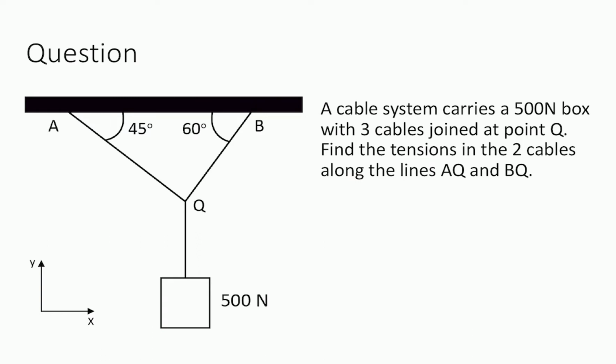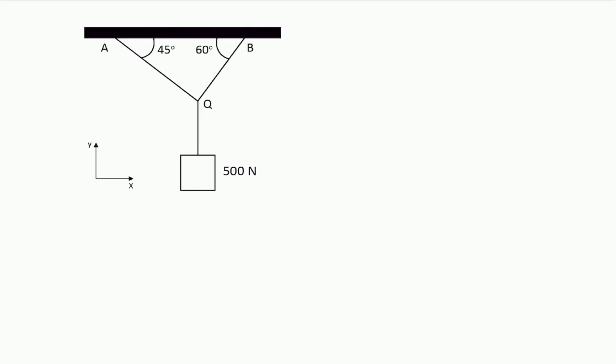So a cable system carries a 500 Newton box with 3 cables joined at point Q. Find the tension in the 2 cables along the line AQ and BQ. Feel free to pause the video and solve it on your own. Here is the established coordinate system.